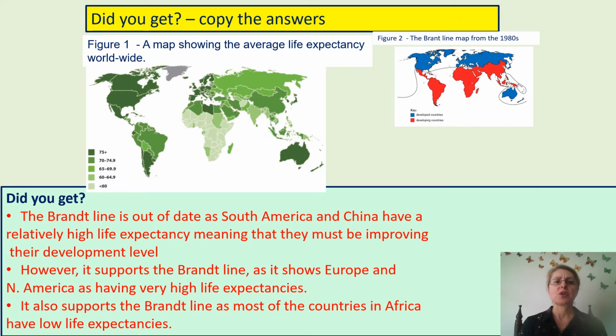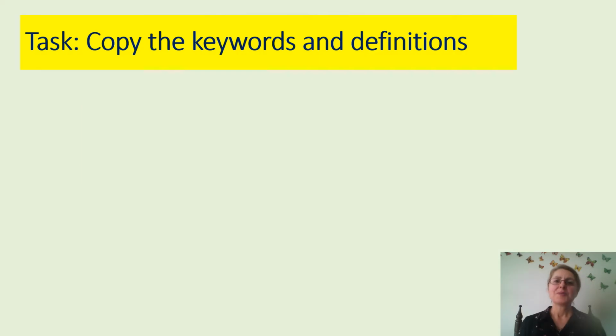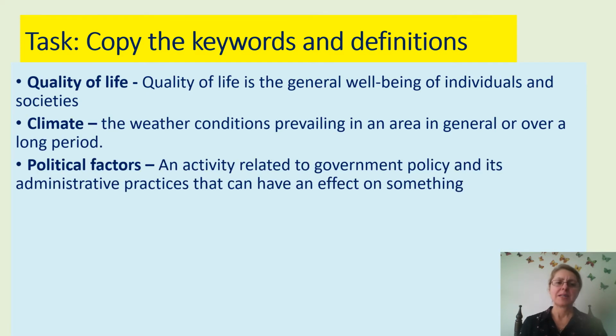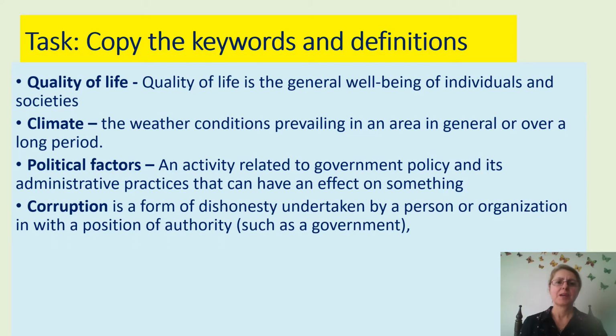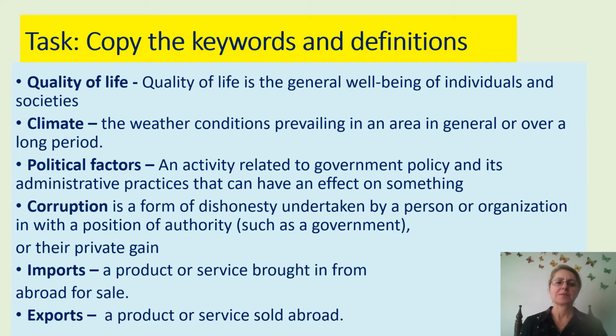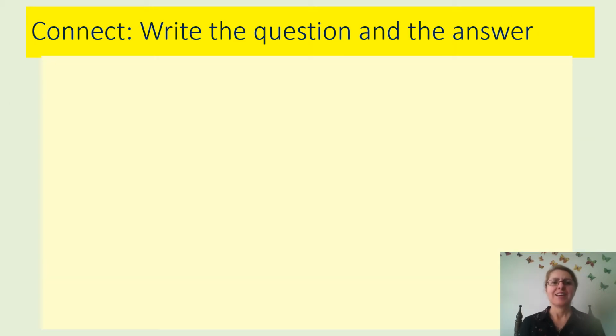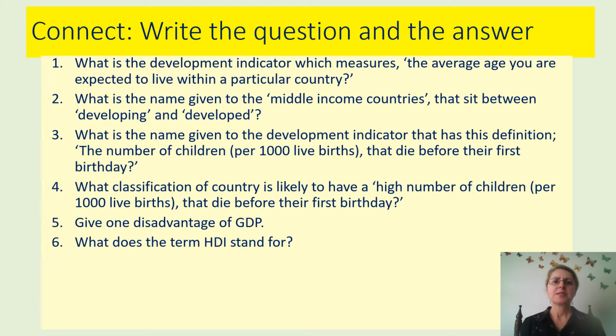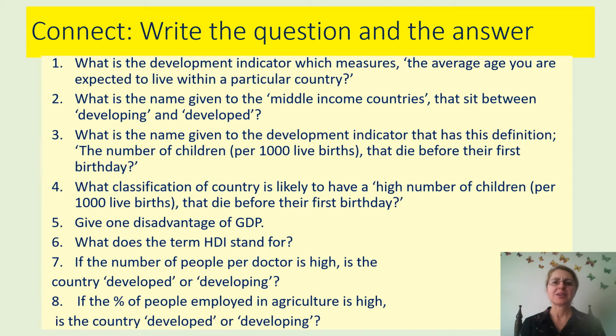Press pause now to copy this text. Press pause now to copy these key words and definitions. The key words are quality of life, climate, political factors, corruption, imports and exports. Please copy these questions and write the answers. Press pause now to complete this task.